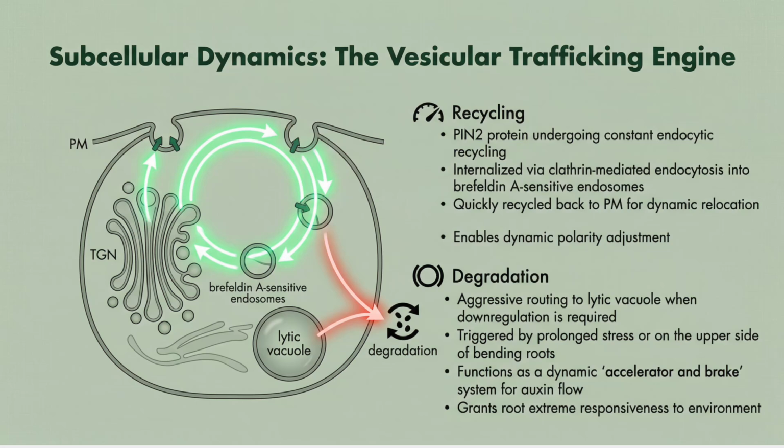Brefeldin A-sensitive endosomes and rapid recycling back to the plasma membrane. PIN2 is constantly cycled and can also be routed to the lytic vacuoles for degradation, a balance that functions like an accelerator and brake to tune auxin flow and grant roots fast responsiveness to changing conditions.